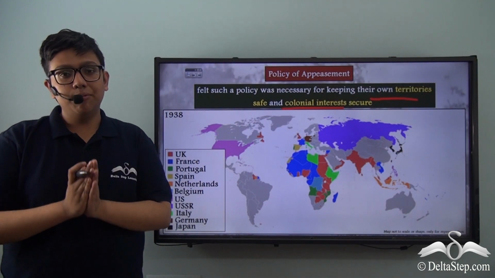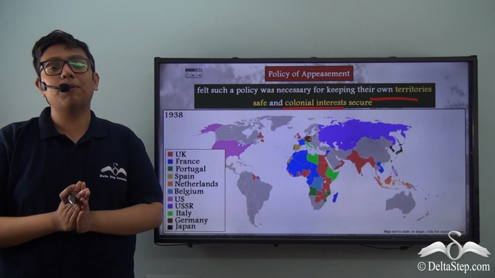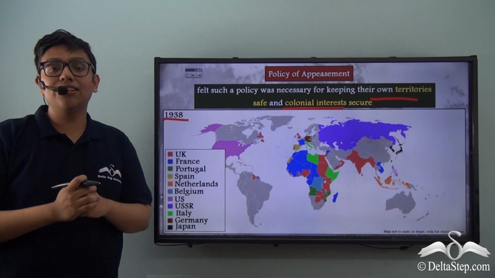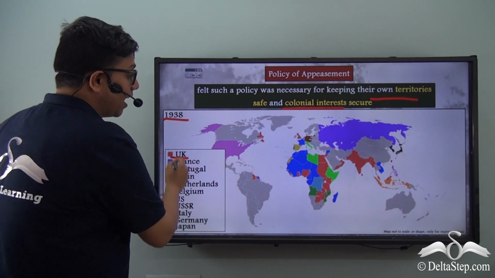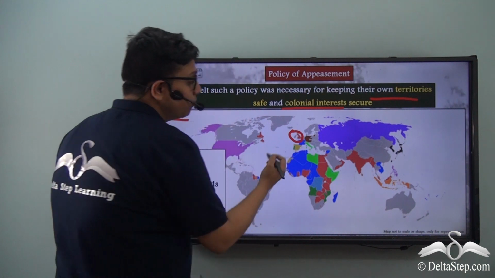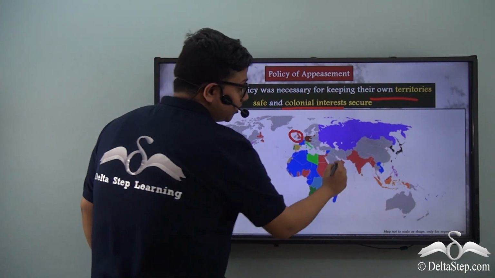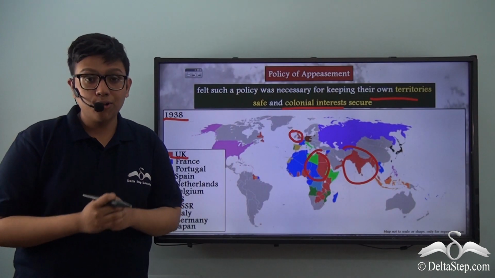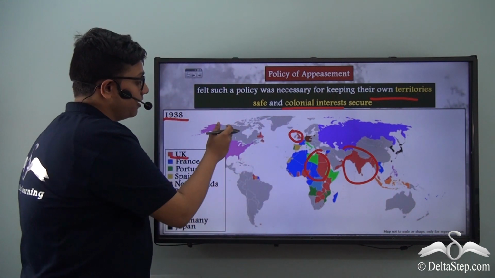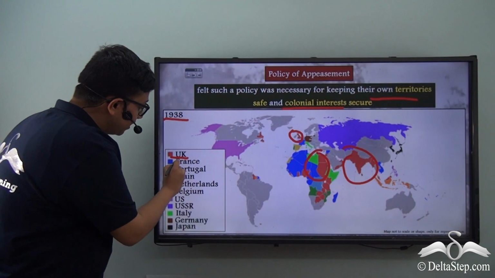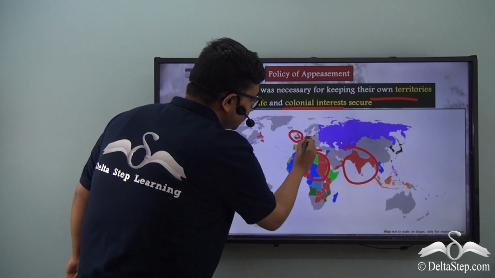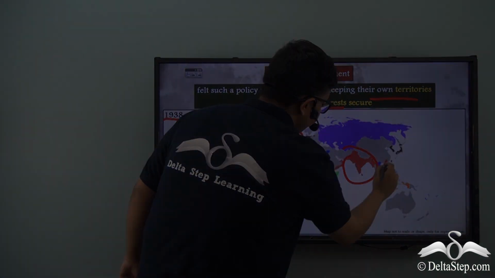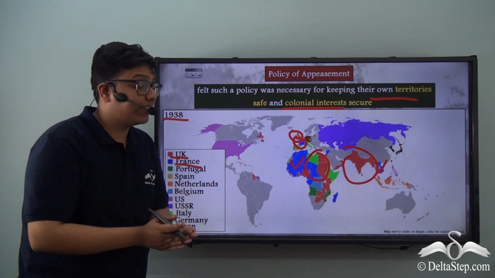This map over here demonstrates the colonial possessions of various powers in the year 1938. So we see that the primary allied nations of Europe, namely UK, which is marked in the color red, has many strategic territories and colonies such as India, major portions of Africa, and also certain portions of Southeast Asia, North America, and Latin America. France as well, denoted by the blue color, also had a lot of territories in Africa, Southeast Asia, and also in some parts of Latin America and the Middle East.